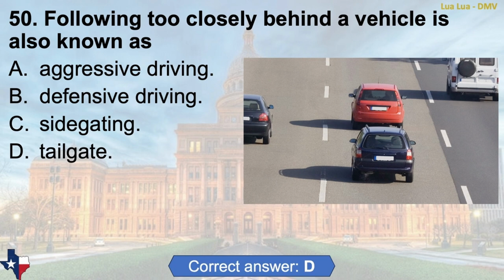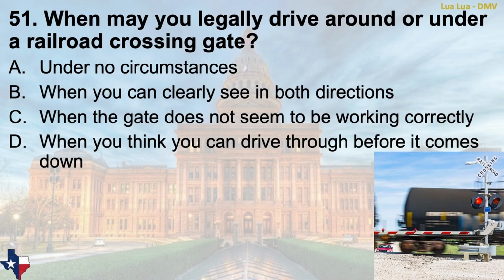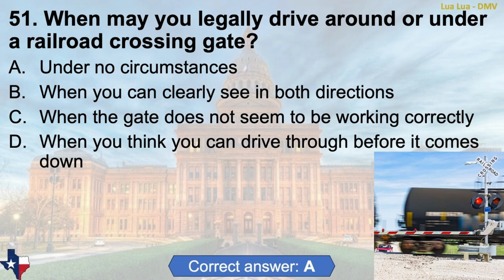Tailgate. Question 51. When may you legally drive around or under a railroad crossing gate? A. Under no circumstances. B. When you can clearly see in both directions. C. When the gate does not seem to be working correctly. D. When you think you can drive through before it comes down. The correct answer is A.